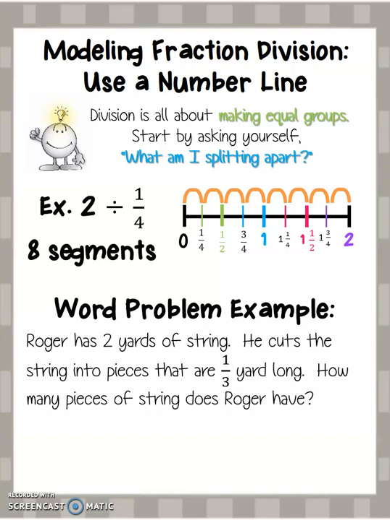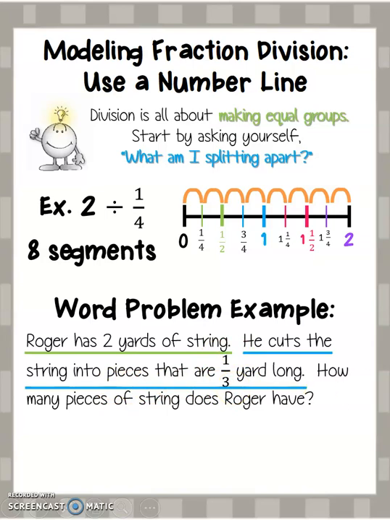So let's go line by line and see if we can figure out what we're splitting apart. First, I have Roger has 2 yards of string. Well, that word has tells me that we're starting with 2 complete yards. I'm pretty sure that's the amount I'm going to be splitting apart, but let's keep reading to see if we can confirm that. The next sentence says, he cuts the string into pieces that are 1/3 yard long. Okay, so now I'm very confident that what I'm doing is I'm splitting apart 2 full yards into pieces that are each a fraction of a yard, specifically 1/3 yard long.